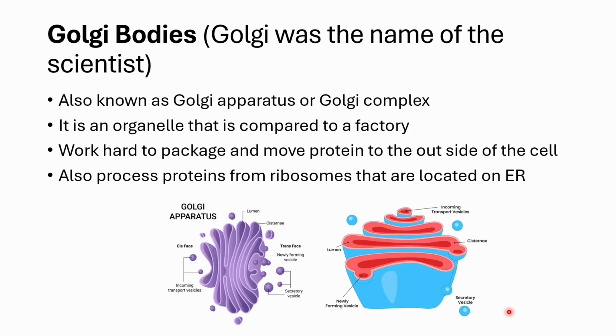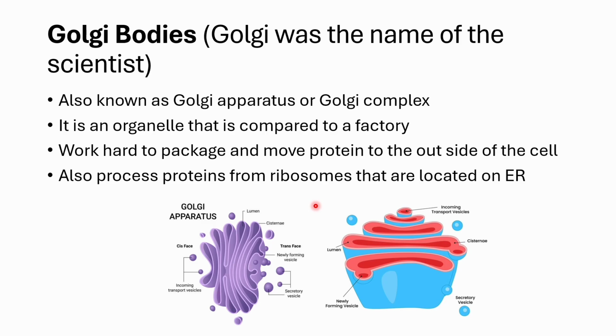Now, let's discuss another organelle, which is the Golgi bodies. Golgi was the name of the scientist who discovered it. So it's also known as Golgi apparatus, Golgi complex, or Golgi bodies. So it has three different nicknames. It is an organelle that is compared to a factory. It's the type of factory that works hard to package and move proteins out to the outside of the cell, and also processes proteins from ribosomes that are located on the endoplasmic reticulum.